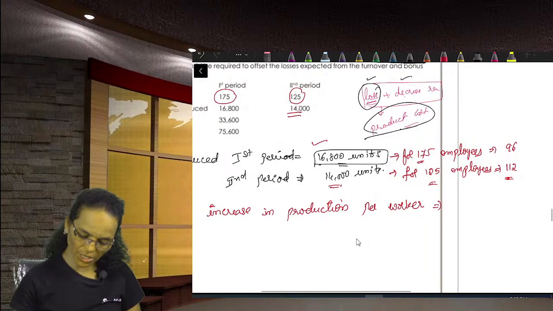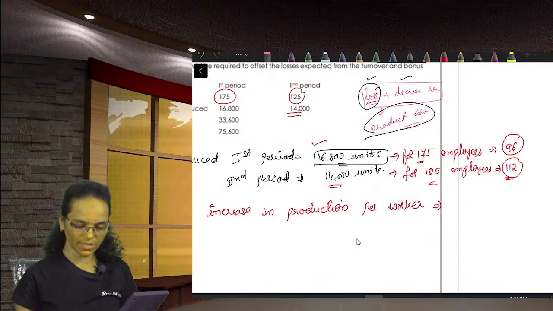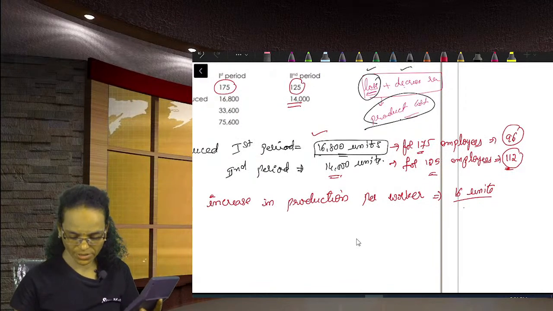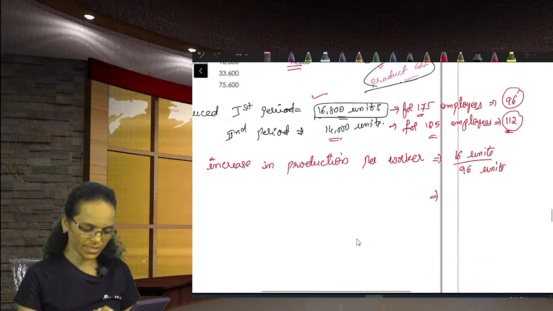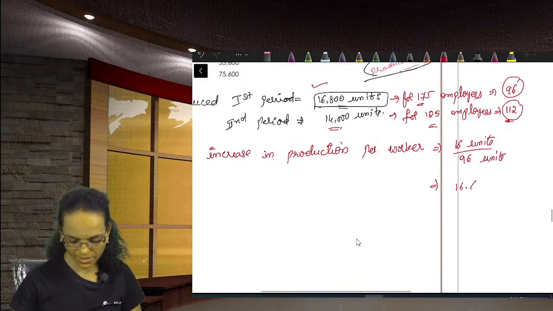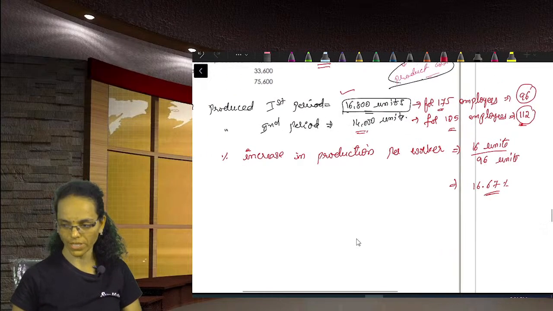See, previously they used to produce 96. Now they are producing 112. So 112 minus 96, that is 16 units they are producing in excess. When I talk about the percentage out of 96 units, we will come to know the percentage. 16 divided by 96 into 100, that is a 16.67 percent increase in their efficiency.